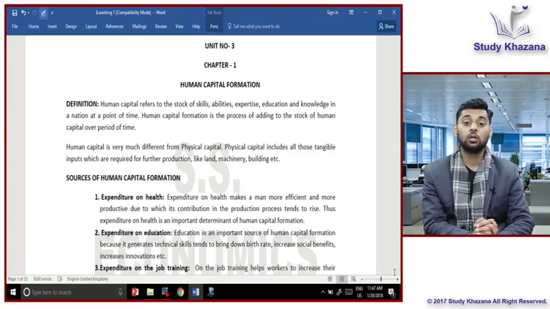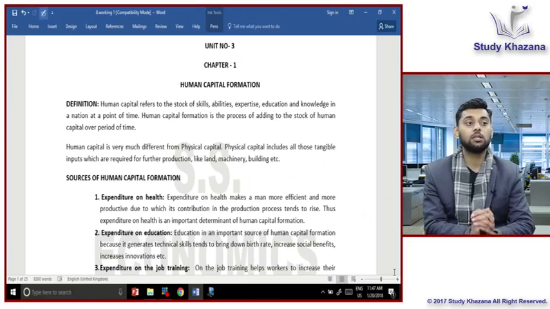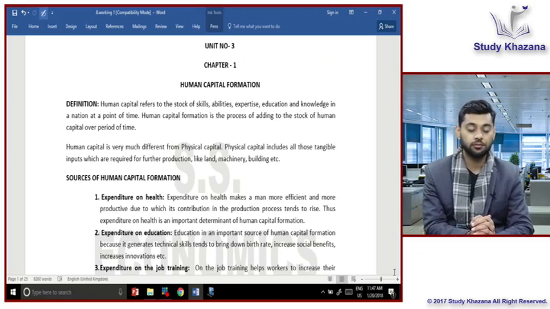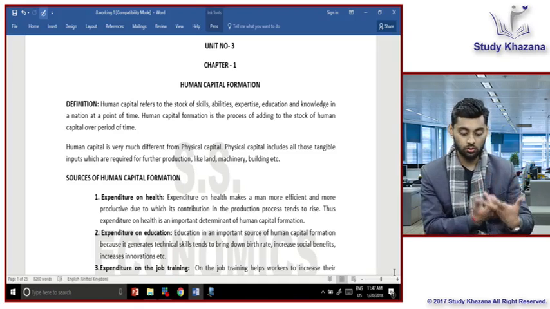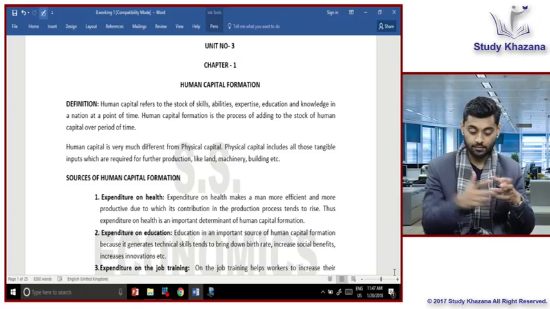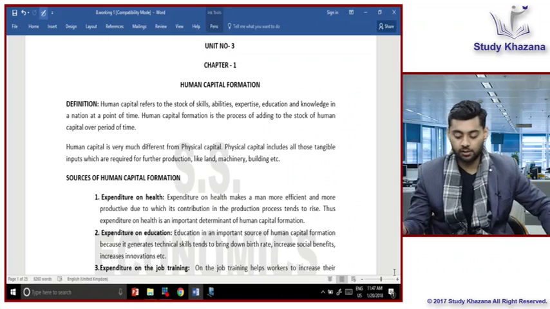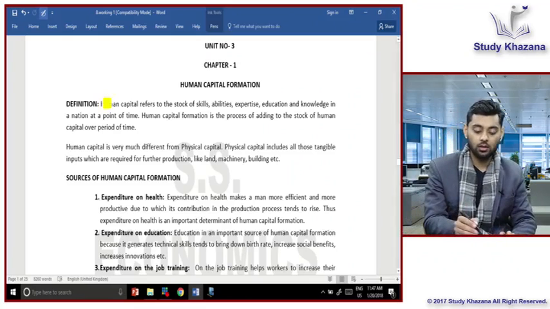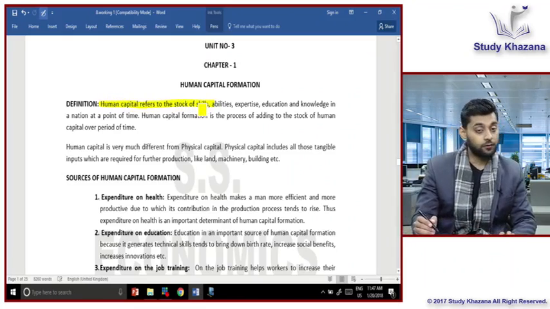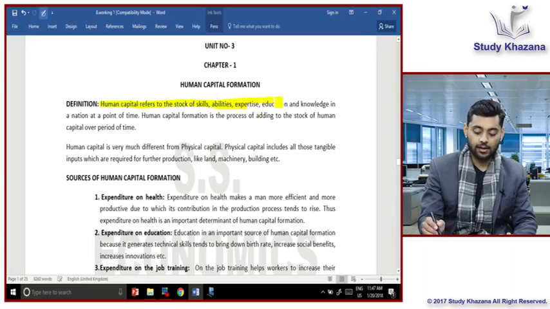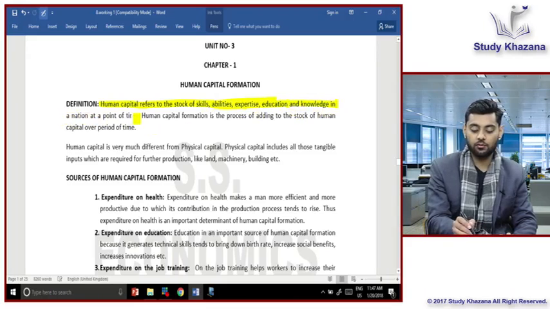You must be wondering who basically starts building the human capital. Means who has the responsibility to build the human capital in the economy? The answer is that the basic responsibility to build the human capital is of the government. So let us take a look at the definition of human capital first. Human capital refers to the stock of skills, abilities, expertise, education, knowledge, etc. in a nation at a point of time.